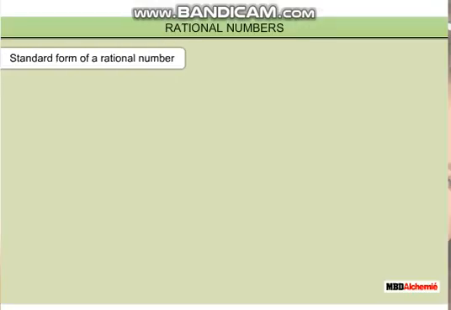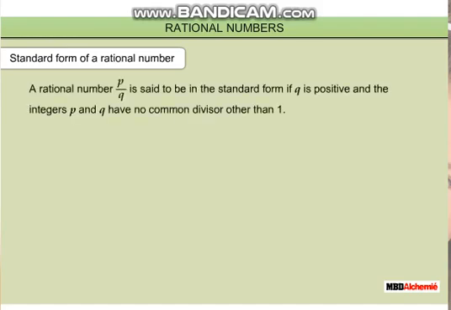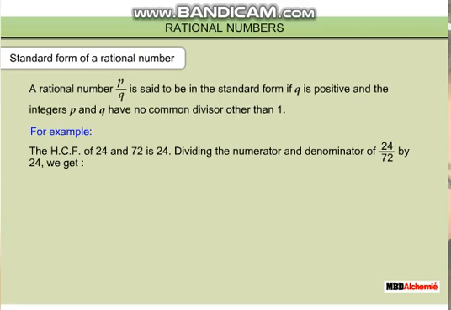Standard form of a rational number. A rational number p upon q is said to be in the standard form if q is positive, and the integers p and q have no common divisor other than 1. The HCF of 24 and 72 is 24. Dividing the numerator and denominator of 24 upon 72 by 24, we get 24 upon 72 is equivalent to 1 upon 3.